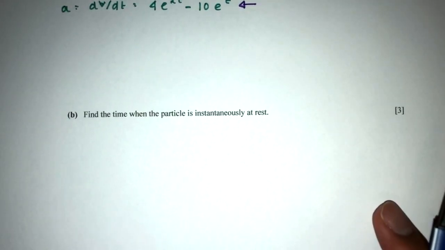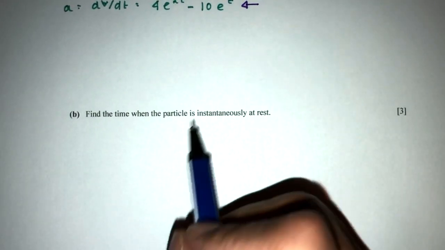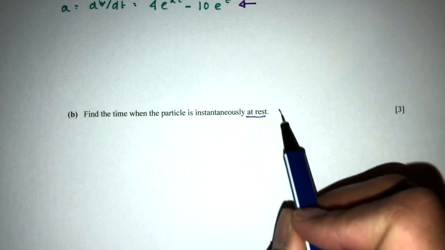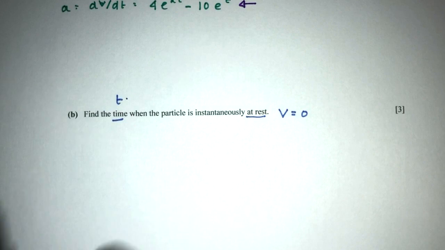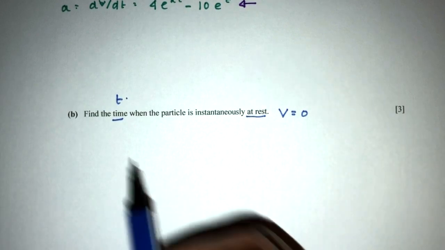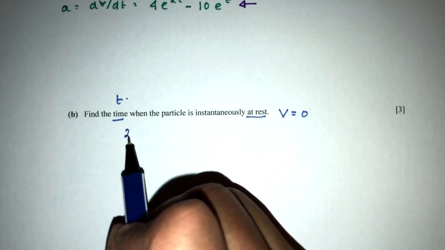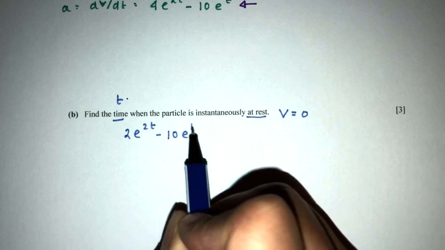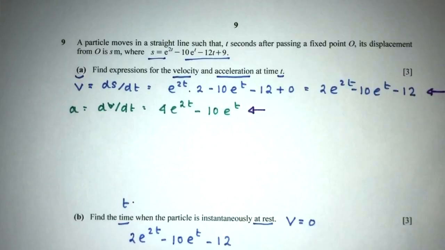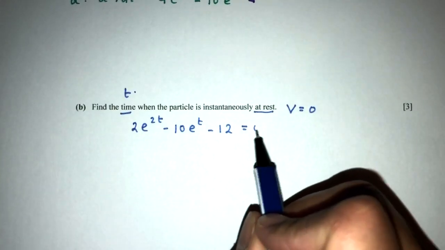Now for part B, find the time taken when the particle is at rest. At rest, v equals 0. Find the value of t when v is 0. So pretty easy. As you can see here, we have the equation 2e to the 2t minus 10e to the t minus 12. That is your value of v, right? Now equate that to 0 to see what happens.